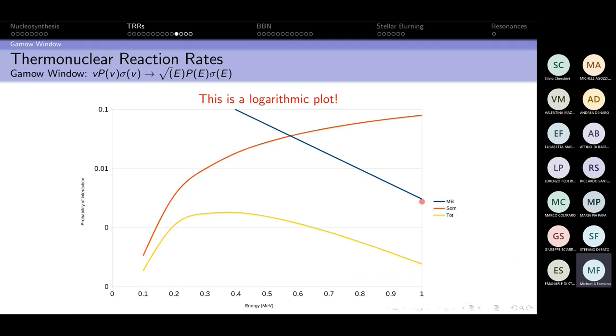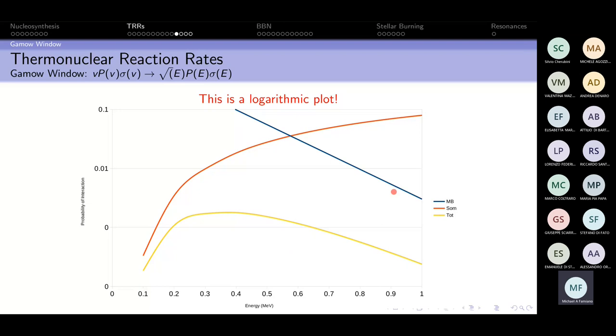It's a logarithmic plot. You can see the numbers are kind of tiny on the left-hand side. The red is the cross section. The blue is the Maxwell-Boltzmann distribution, and you have to multiply them together. Now, in astrophysics, if I have some temperature here, I can't remember what the temperature was here. I think it was 1 billion Kelvin. If I have some temperature, the product of these two is this yellow line, and you can see that it peaks at some energy.